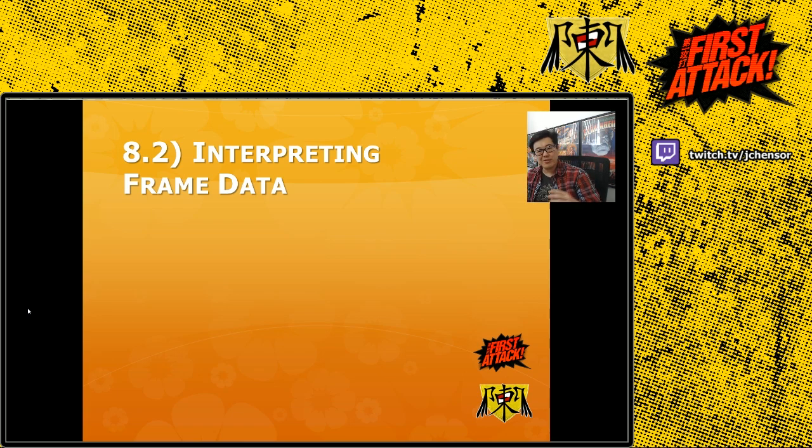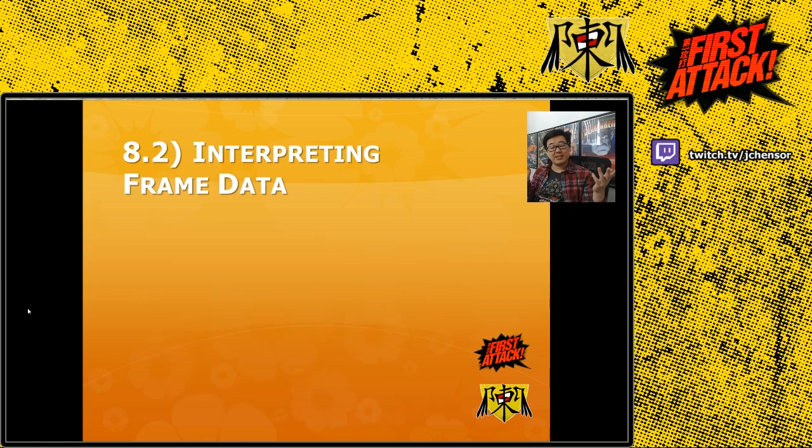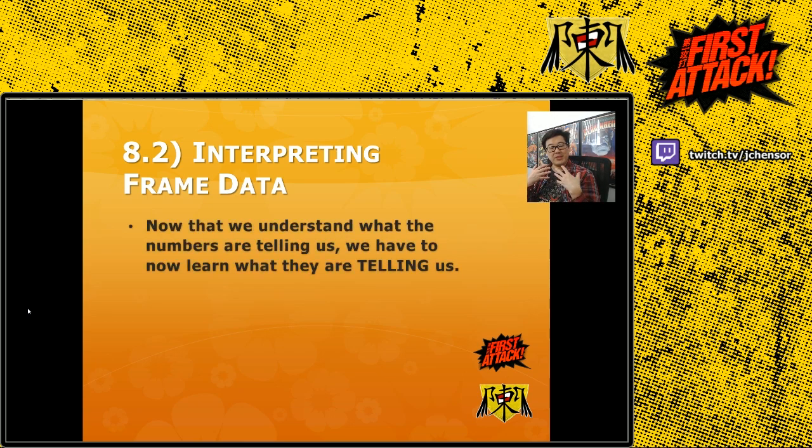When we look at all these numbers in the on block column, last episode I already explained exactly what those numbers mean from a technical standpoint, from a very scientific standpoint. If you look at these numbers, 2, 3, -2, I showed you with the Excel spreadsheet that when you're -2, it's because you can move 2 frames after the opponent can. They have a 2-frame head start. If you're +4, you have 4 frames that you can move before the opponent can. Now you understand what the numbers are actually telling you.